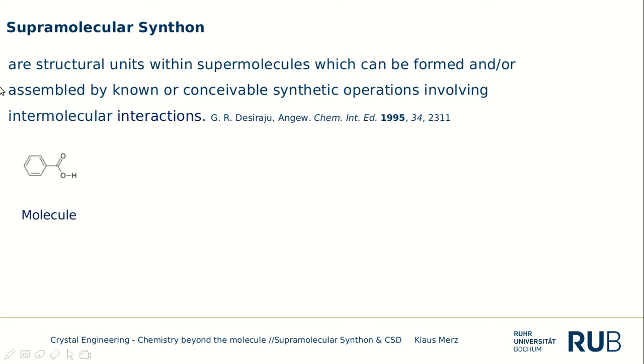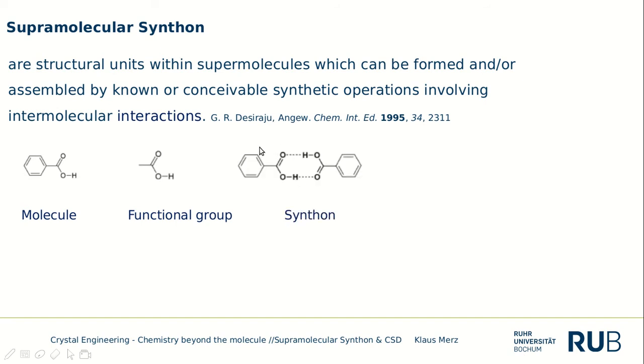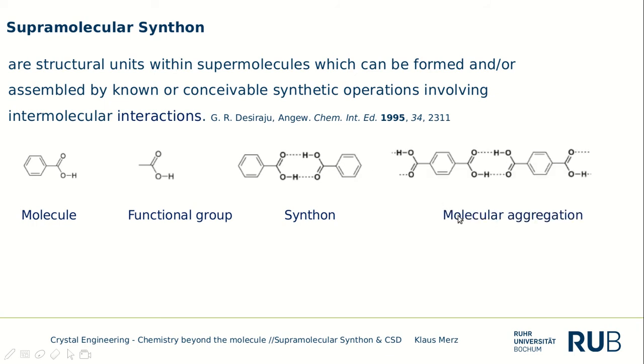Have a look. You have a molecule here, benzoic acid. This is the molecule, this is the functional group, and this is a synthon. You see here the combination of the molecule with the intermolecular interaction. This is the synthon here. And you can use this synthon, for example, for molecular aggregation. In this case, you have two functional groups in para position. You can use this to build up linear chains.